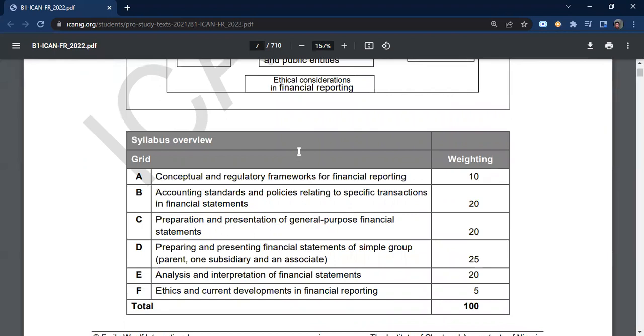I'm going to take you through some of the accounting standards that we're going to be looking at. It's a very straightforward subject. It is divided into 6 sections: conceptual and regulatory framework, accounting standards, preparation of financial statements, preparation of group accounts, analysis and interpretation, and ethics and current development in financial reporting. So this is the general overview of financial reporting.